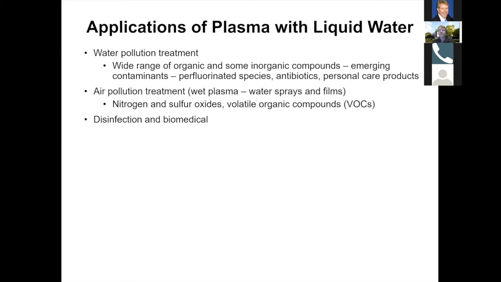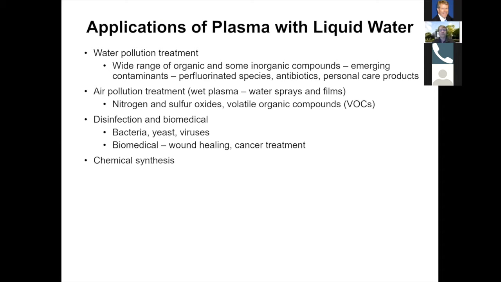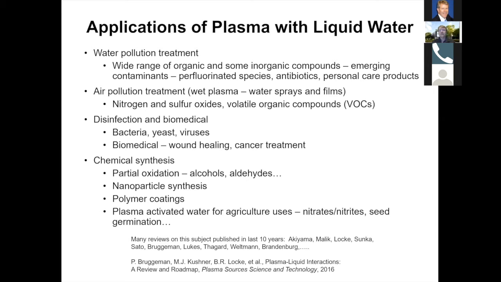They also use some of the compounds that are formed here, these radicals and even the stable species like peroxides, as disinfectants, and they have applications in biomedicine. There's a very growing field of using plasma in medical processes, not just for disinfection, which is a big area, but also for other kinds of biomedical applications. And as a chemical synthesis process to produce things from other raw materials, these reactions are also very useful. There are a lot of reviews on this subject.